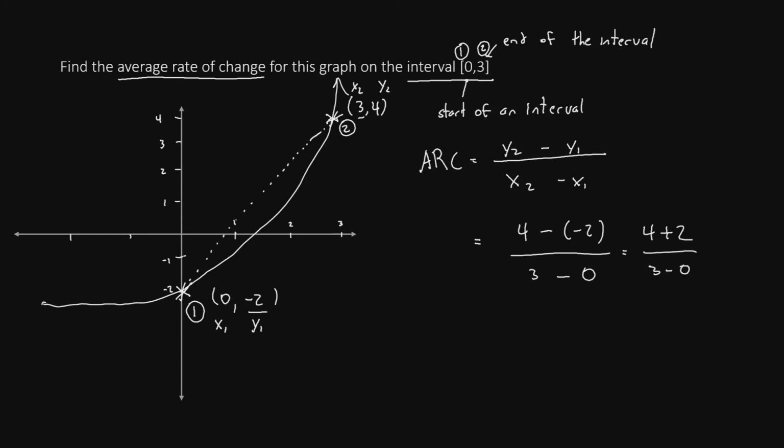For those of you who want to use calculators here, I'll caution you to make sure you put a pair of brackets around the numerator and a pair of brackets around the denominator. Now when we do the math, 4 plus 2 gives us 6, and 3 minus 0 gives us 3. Now take 6 divided by 3, and this will give us 2. So this tells us the average rate of change is 2.